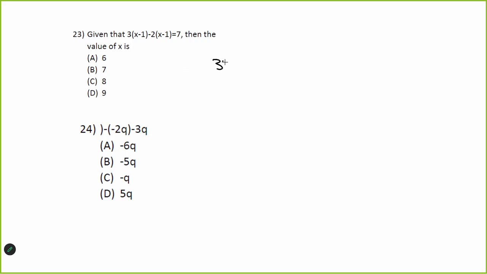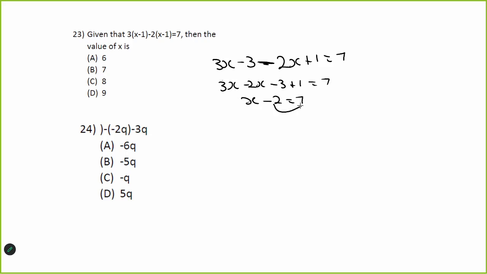That is 3x minus 3 minus 2x plus 1 is equal to 7. Group like terms, that's 3x minus 2x, minus 3 plus 1 is equal to 7. So you have x minus 2 is equal to 7. You carry this across. X will be 7, 8, 9. 9 is the answer. So D is the answer for this one.